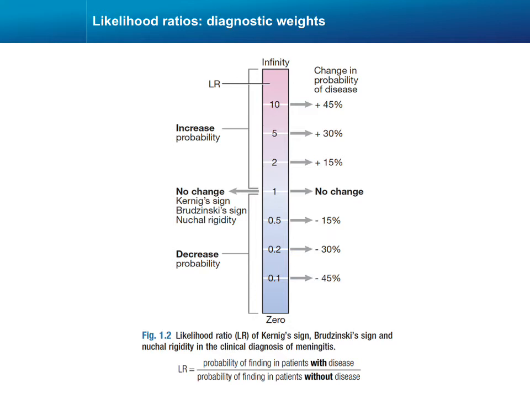So a clinician has to take all the available information from the history and the physical exam into account. And if the overall clinical probability is high to begin with, whether you have neck stiffness or not, Kernig's or Brudzinski's or not, doesn't change that fact.